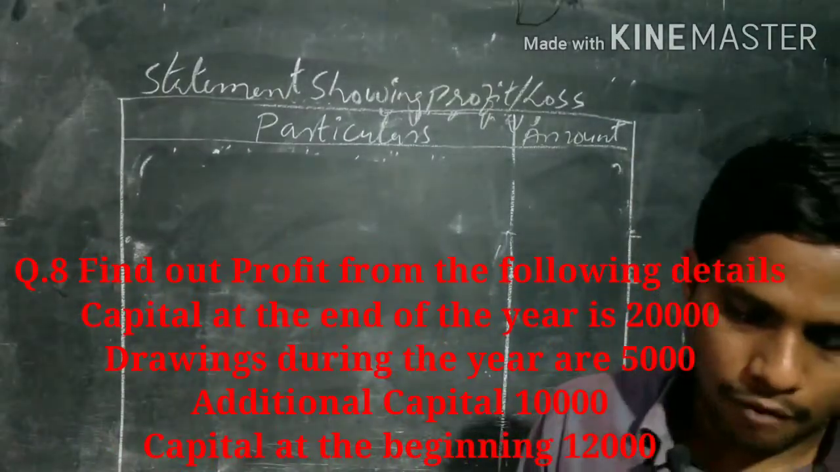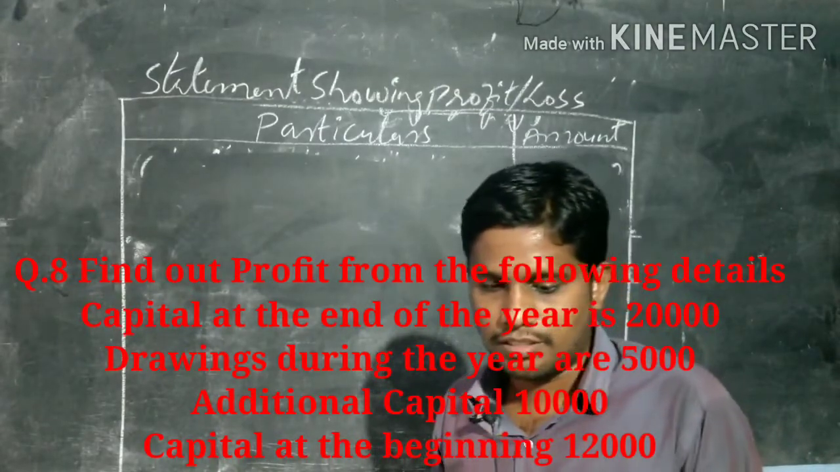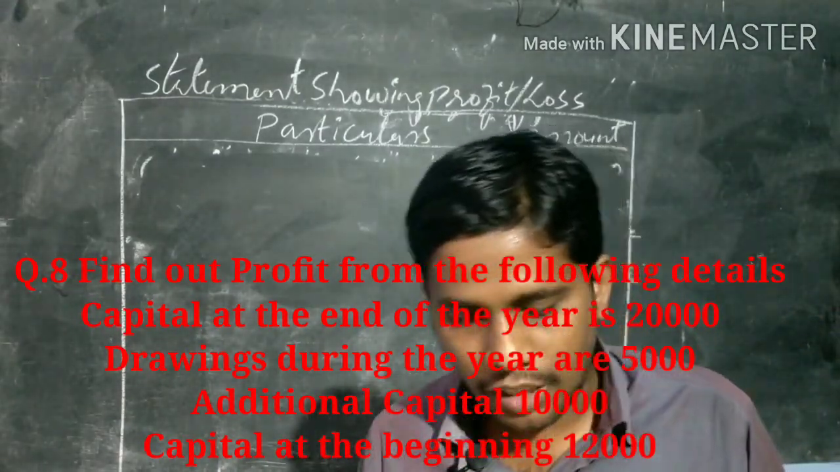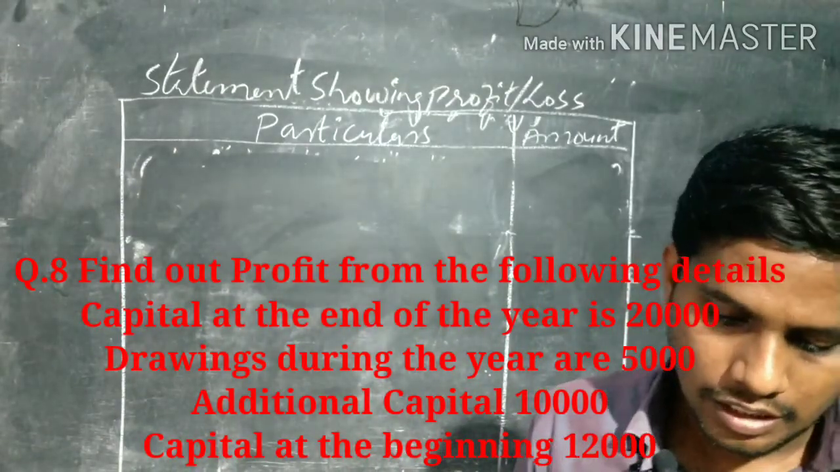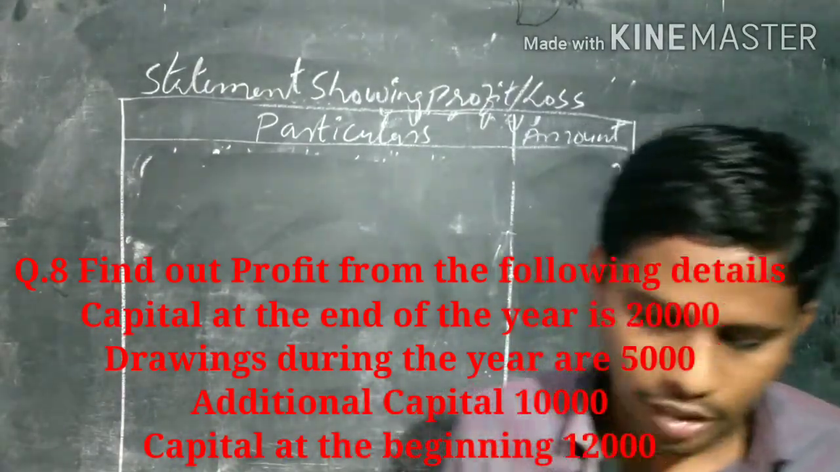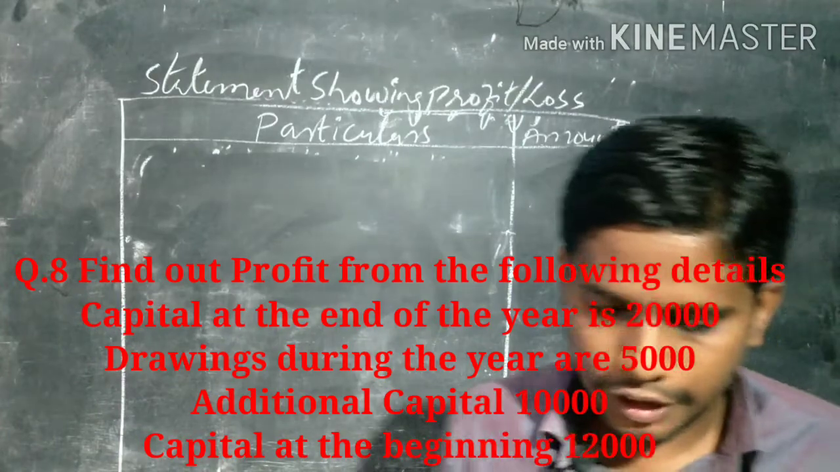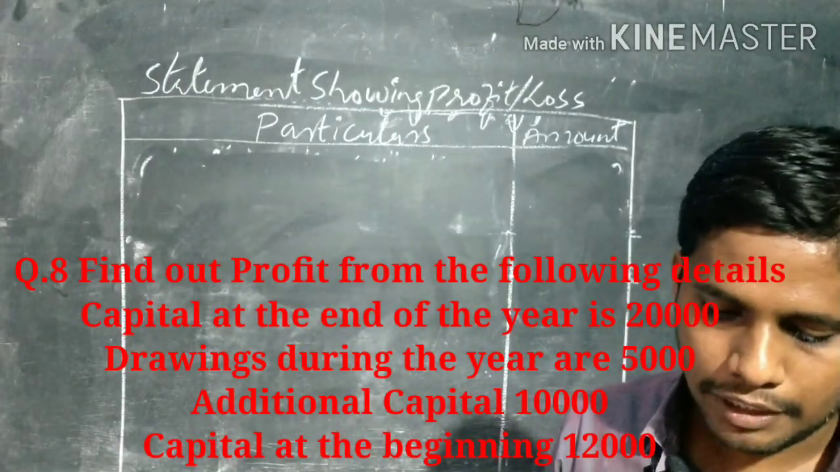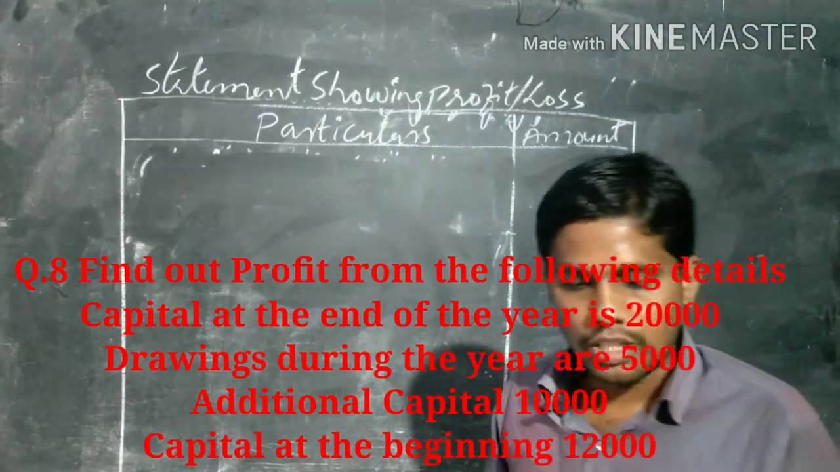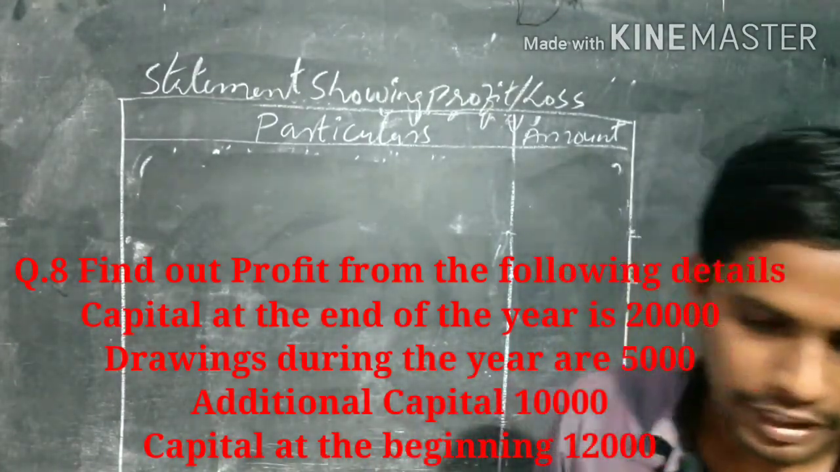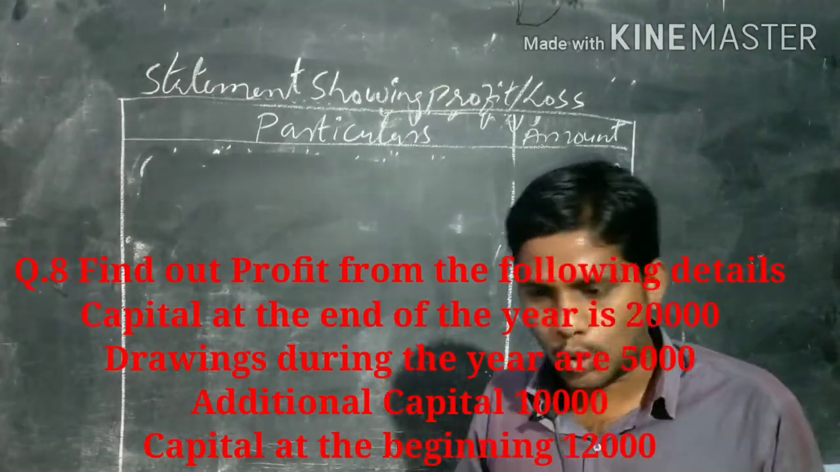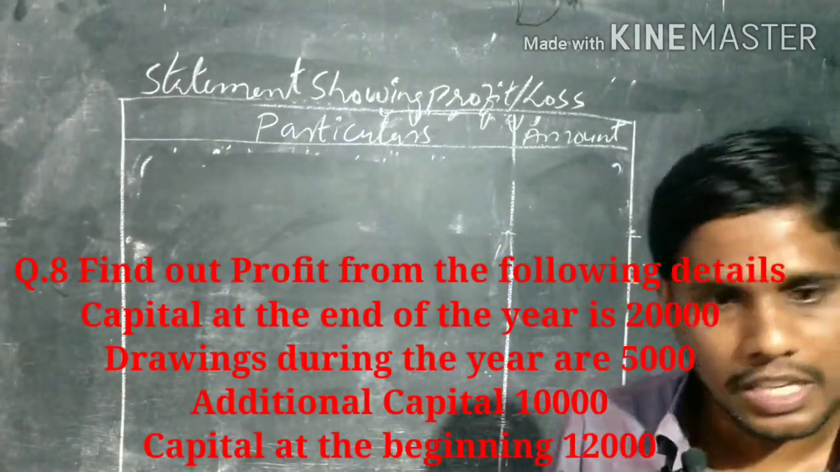Find out the profit from the following details. Capital at the end of the year is given as 20,000. Drawings during the year is given as 5,000. Additional capital introduced during the year is 10,000 and capital at the beginning of the year is 12,000. So at first, the capital at the end of the year is given. The capital at the end of the year is also called closing capital. In some questions it will be given as closing capital.